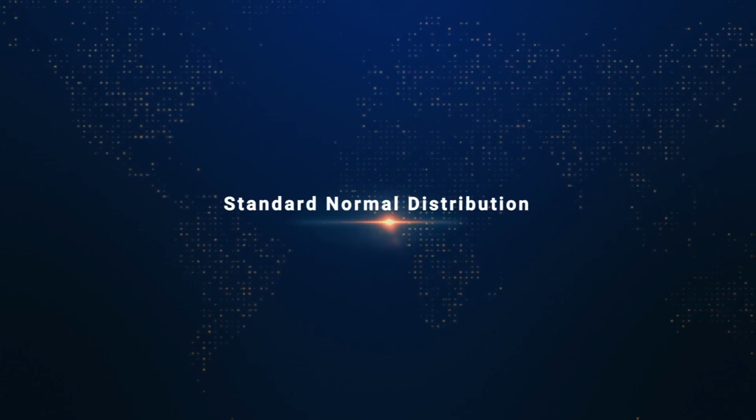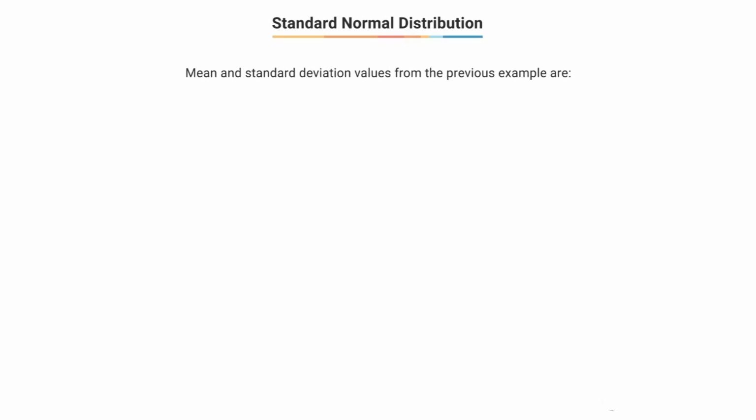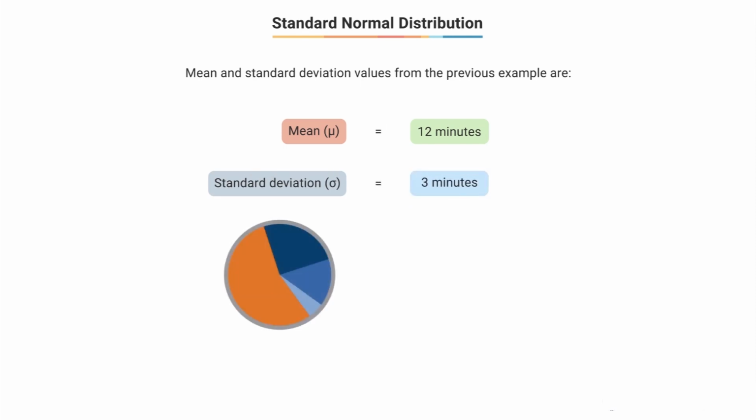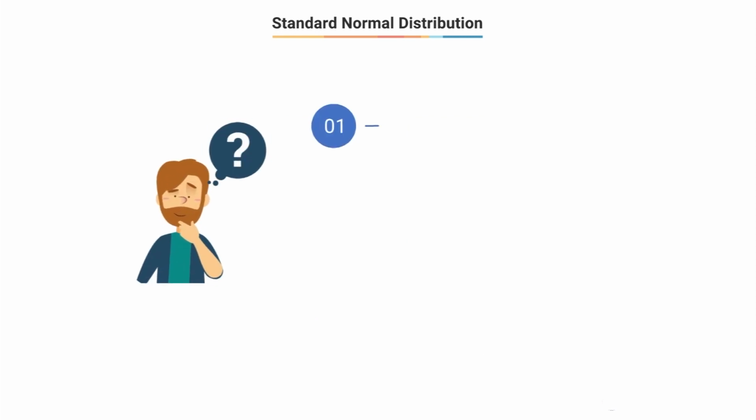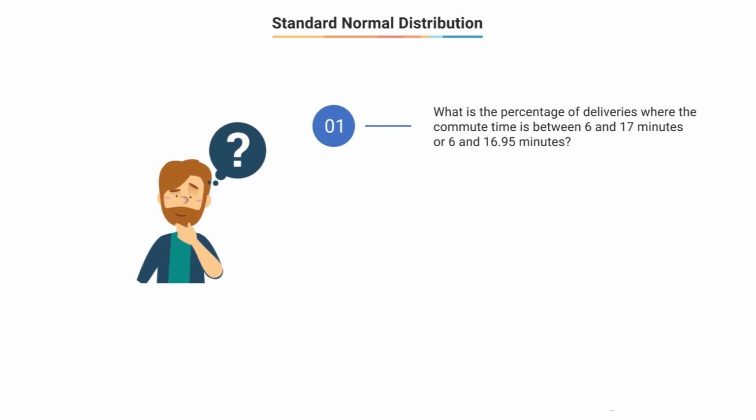Standard normal distribution. In the previous example, we had seen that our mean commute time was 12 minutes and our standard deviation was 3 minutes. And we tried to find the percentage of pizza deliveries where the commute time is between 6 and 18 minutes or 6 to 12 minutes. In those cases, we were trying to find the commute time which was exactly falling within mu plus some fixed number of standard deviations, and it could be 1 standard deviation or minus 1 standard deviation. But suppose you want to find the percentage of deliveries where the commute time is between 6 and 17 minutes or between 6 and 16.95 minutes. In those cases, we'll need some other techniques, for example, the standard normal distribution.